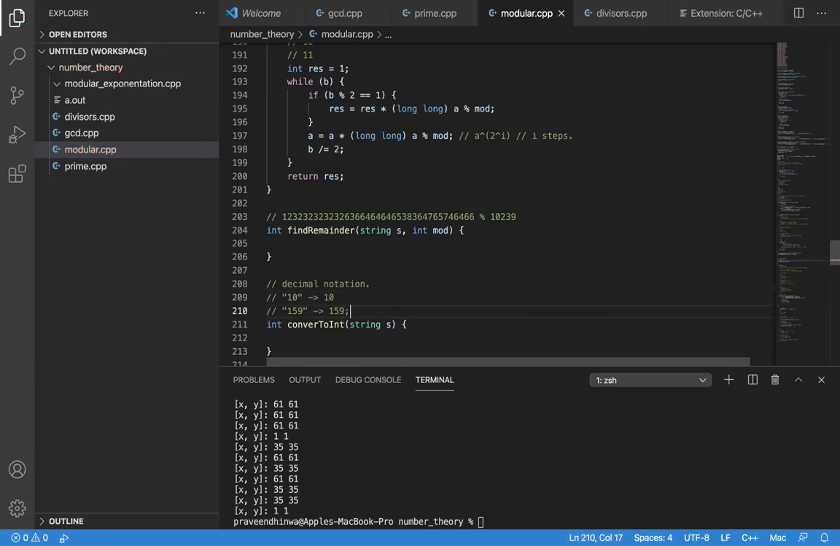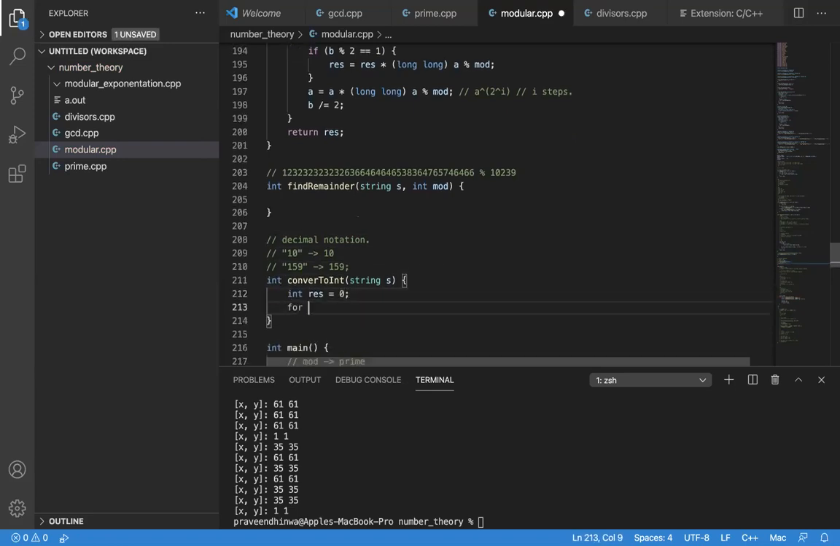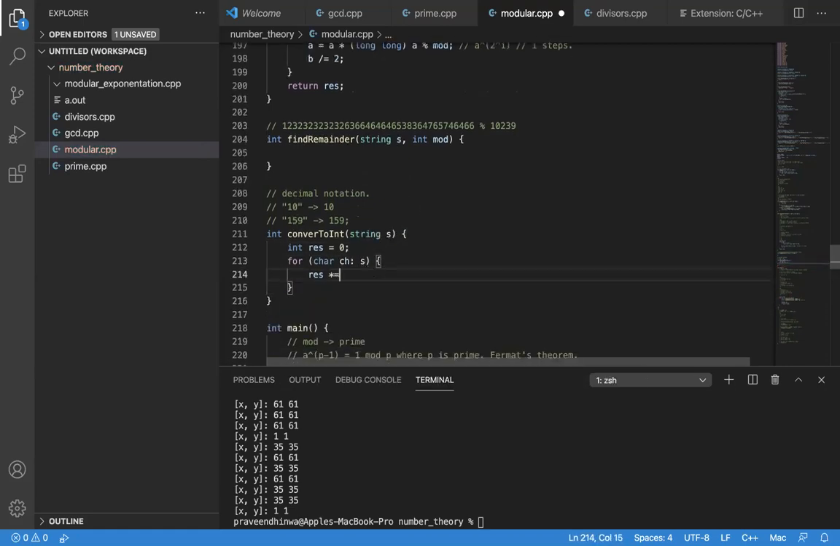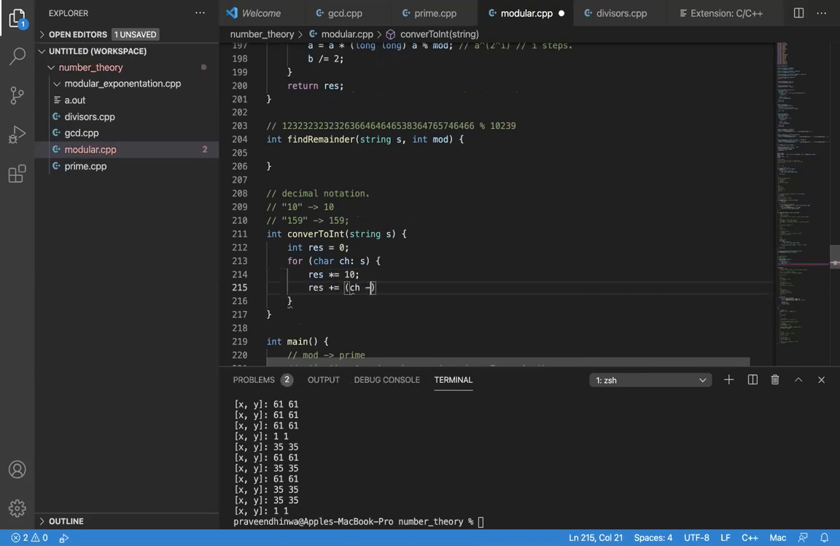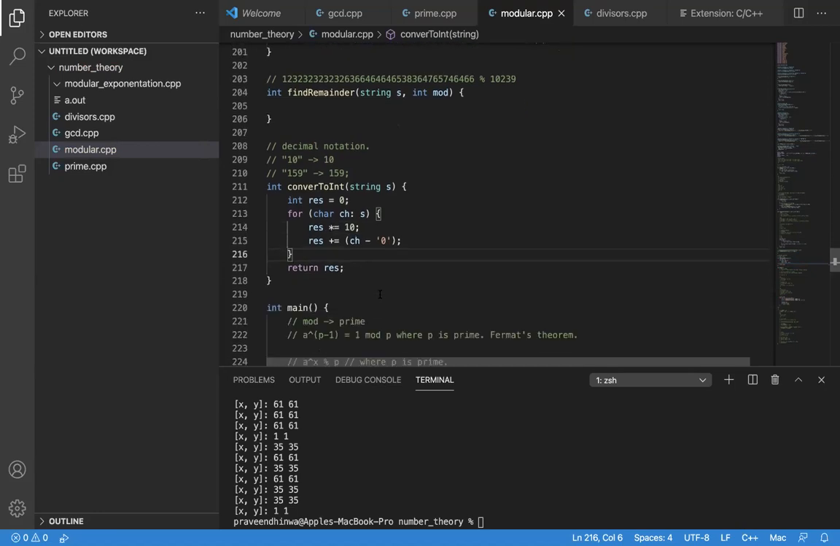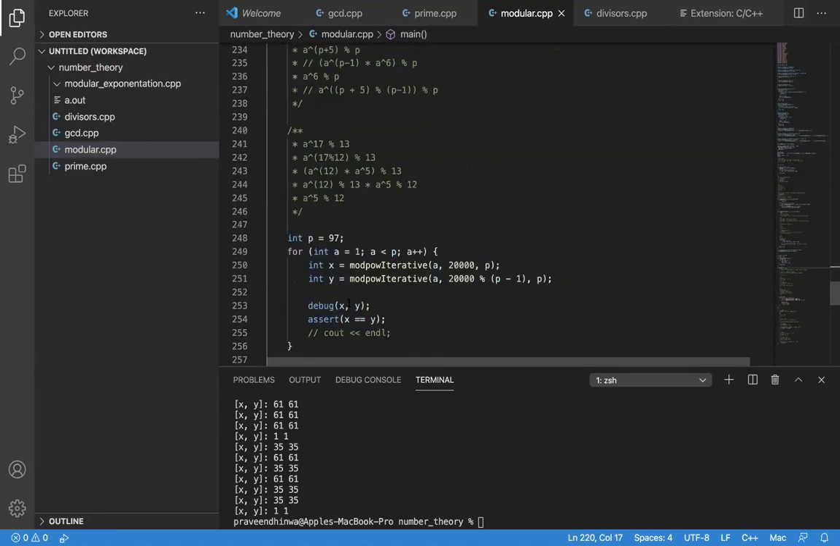So what do you do? You initialize a variable, let's say reg, equal to 0. You iterate over all characters, so let's say char in s. Then you multiply your answer by 10 each time, because that way you will be making 10 power 2. And you do reg plus equal to ch minus '0', and you return reg. So this is very simple. Let's run this program and see what happens.